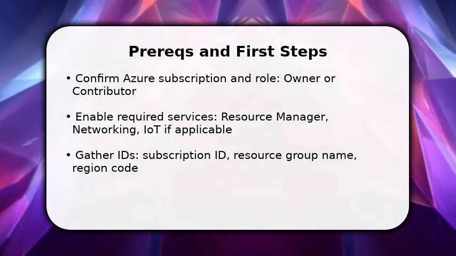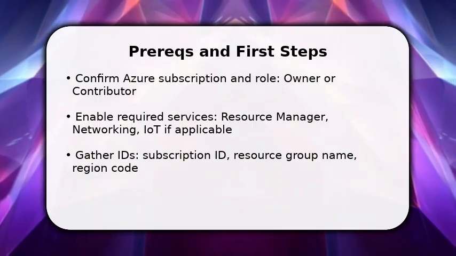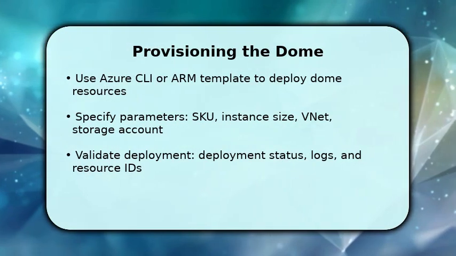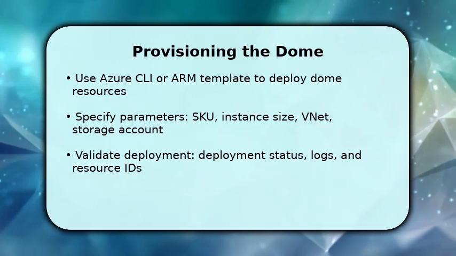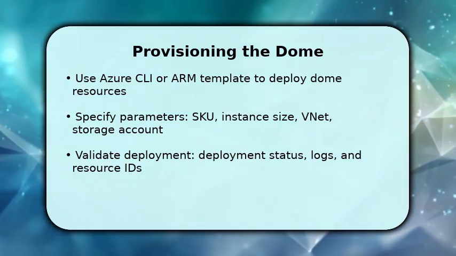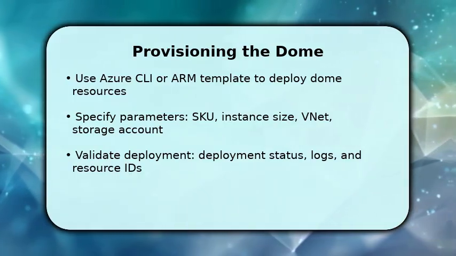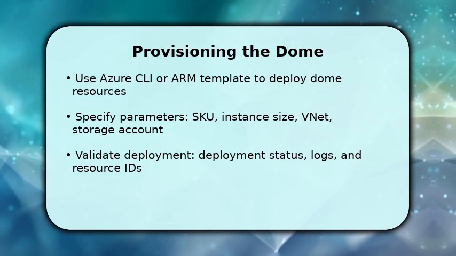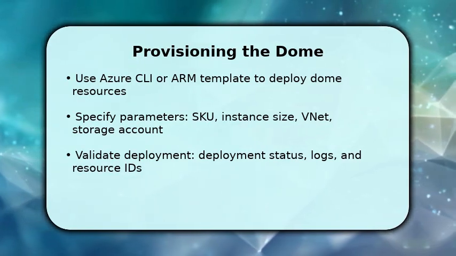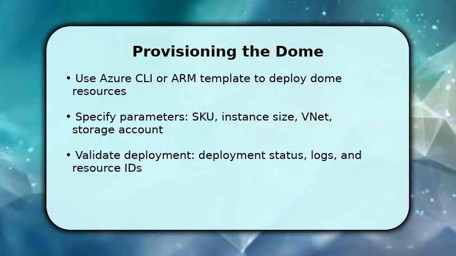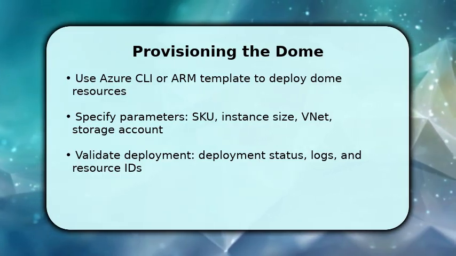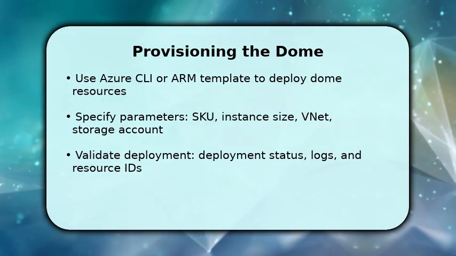You deploy the Dome using Azure CLI or an ARM template. This gives repeatable results. First, fill template parameters: SKU, instance size, VNet/subnet ID, and storage account because those control cost and connectivity. Run the deployment command and watch the provisioning steps. If you use CLI, capture the operation ID for tracking.